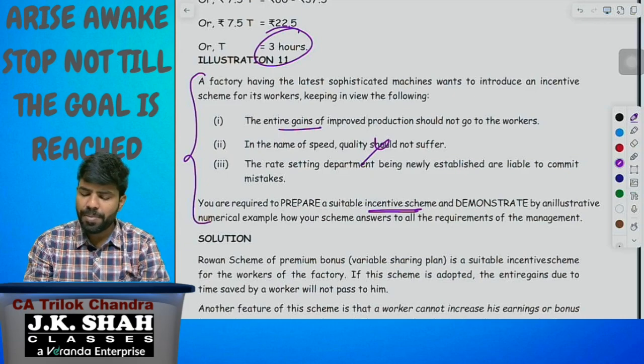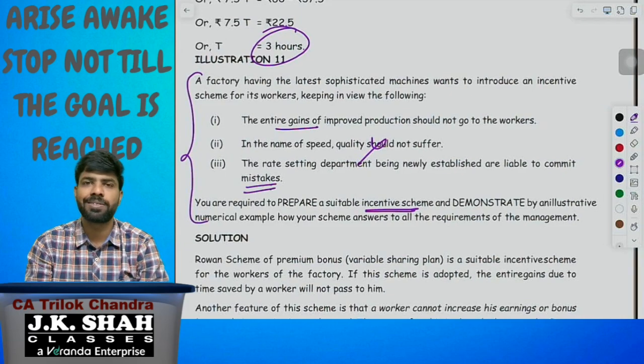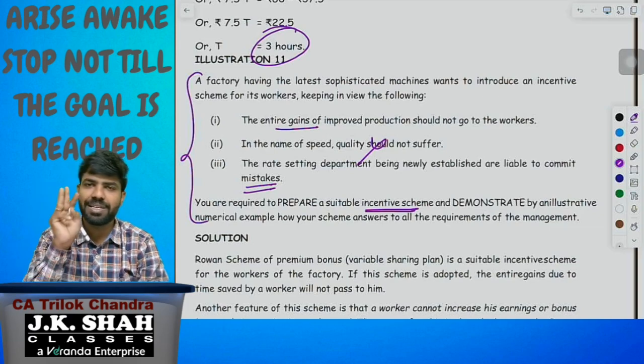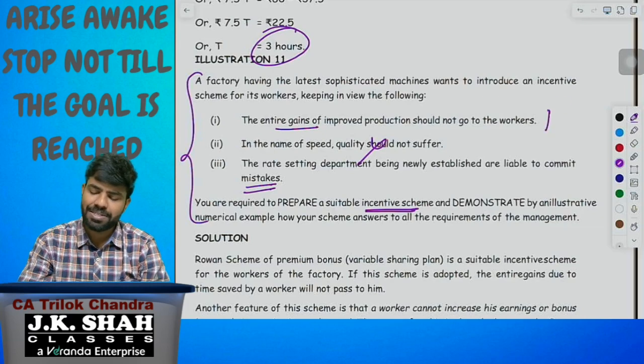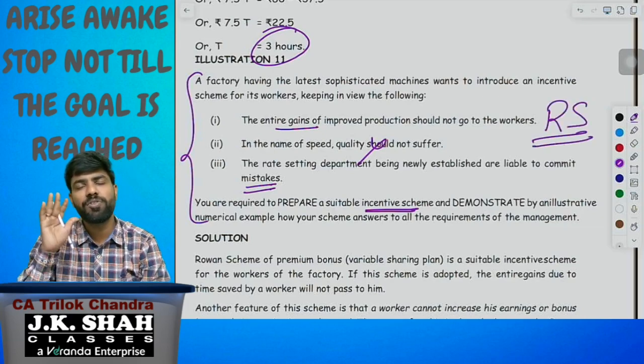The rate setting department, being newly established, is liable to commit mistakes. Even if they commit mistakes, it should not have more impact on the company. These are the three conditions. To satisfy these three conditions, the best scheme is the Rowan scheme. Let me explain how it will be the Rowan scheme.